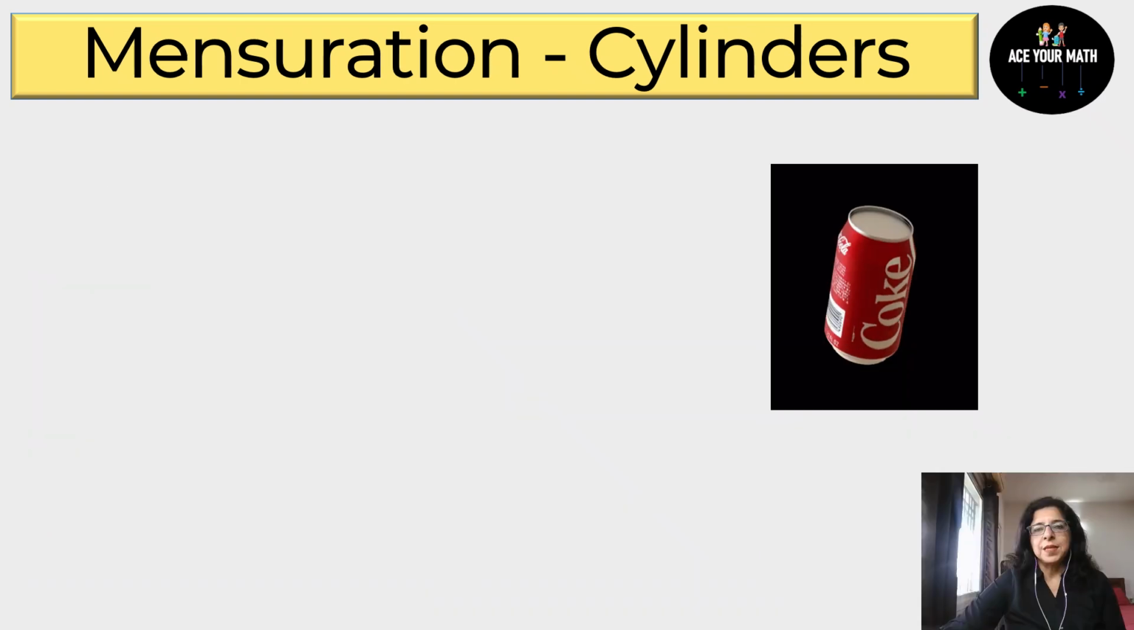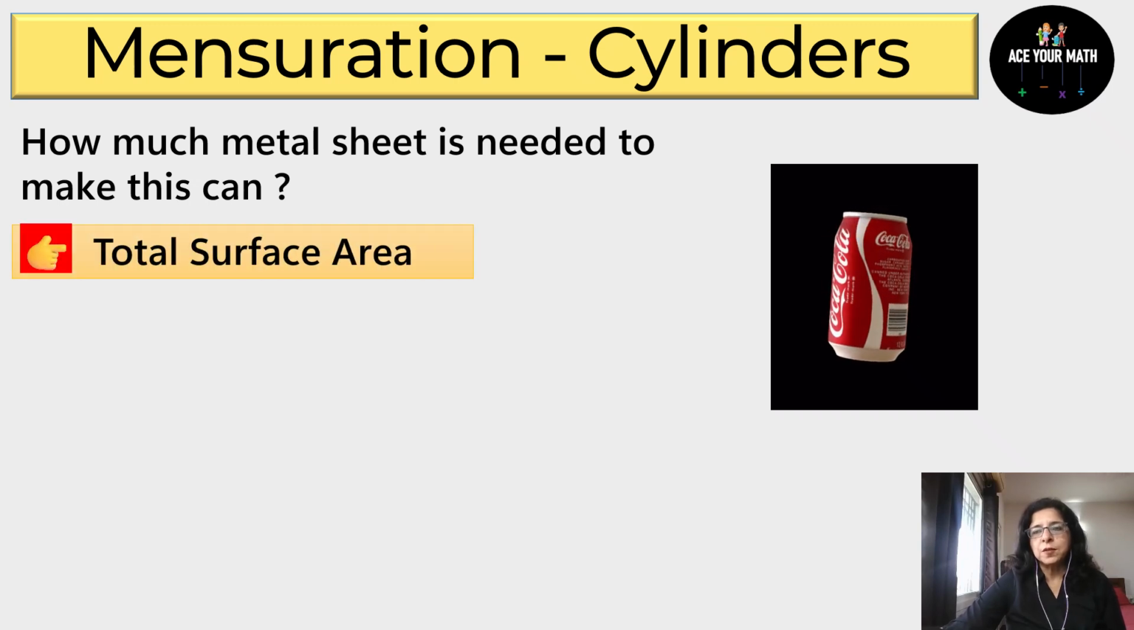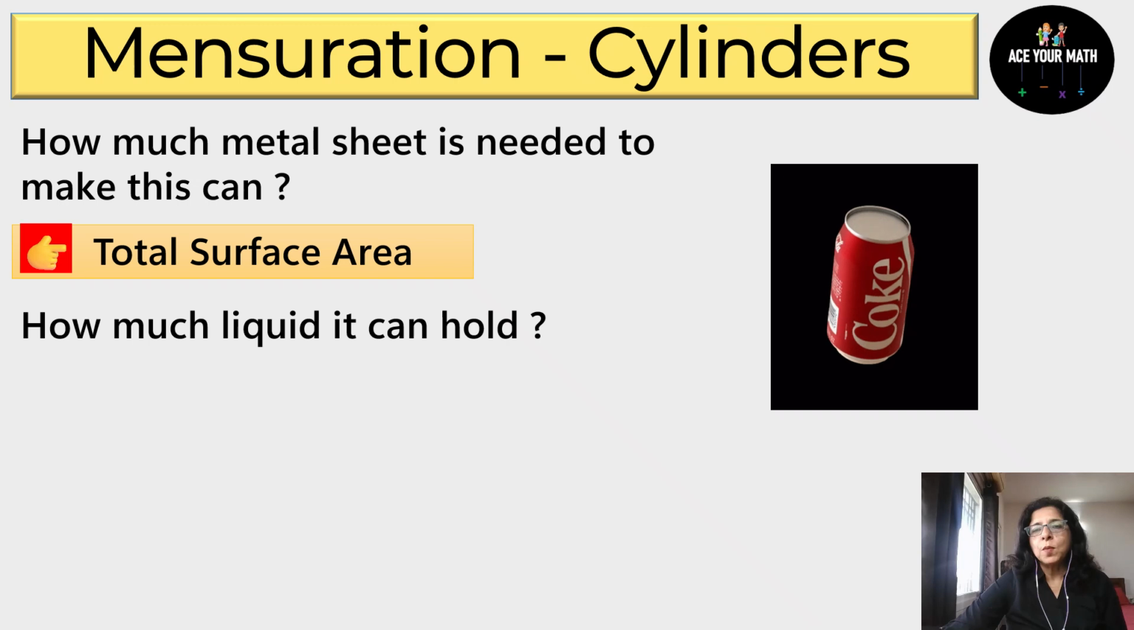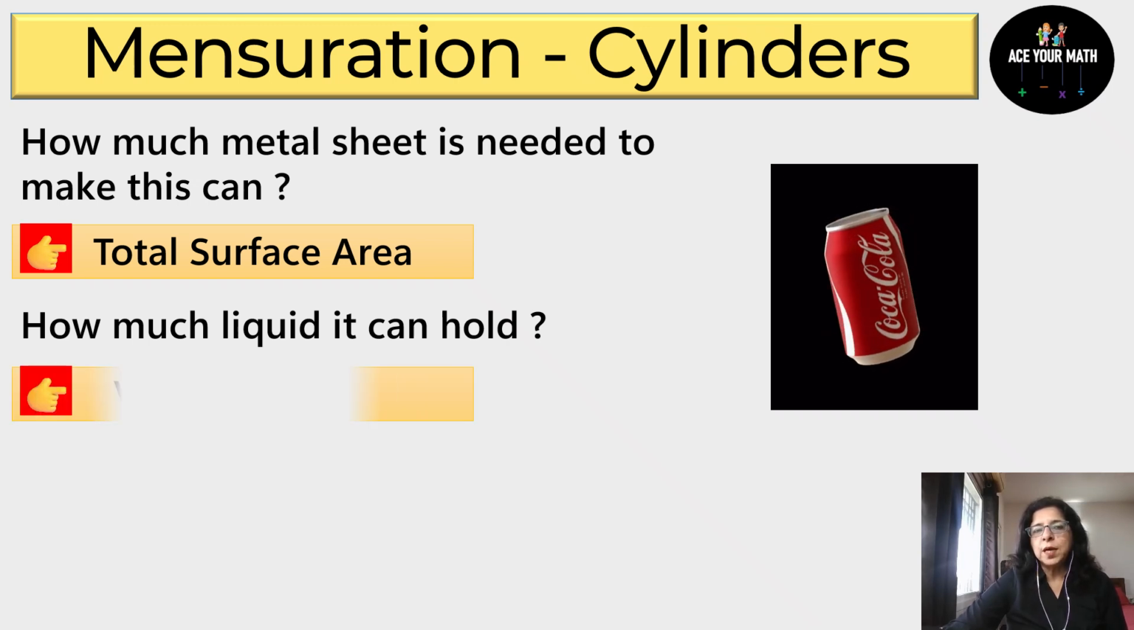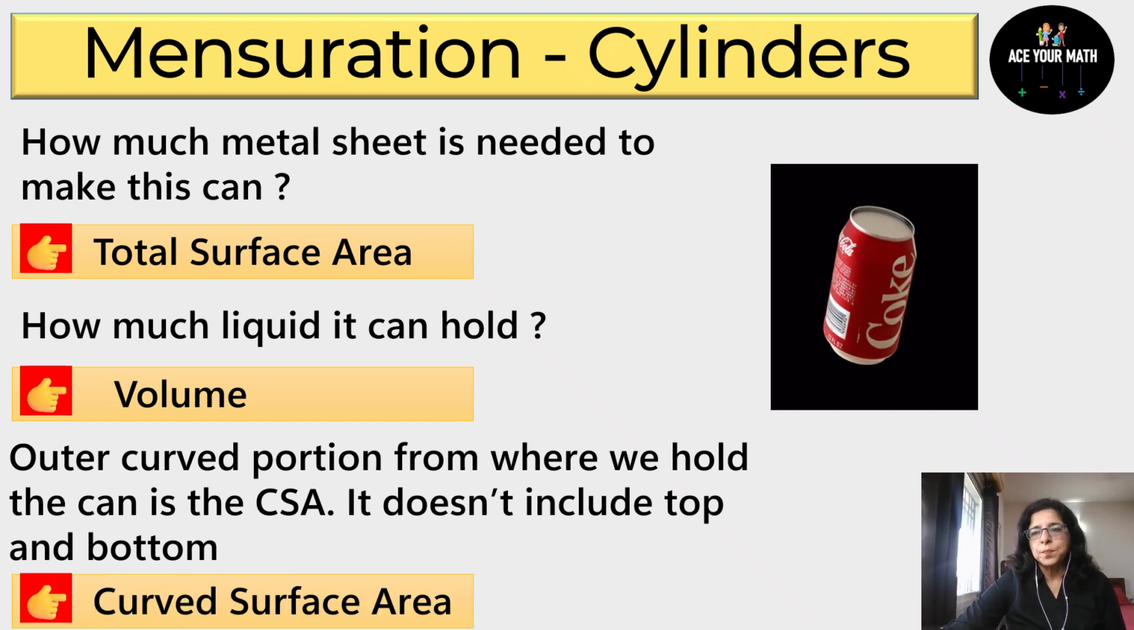Okay. So now we'll see when to calculate total surface area, volume, and curved surface area. If the question says how much metal sheet is needed to make this can, then if you look at the can, it is covered wholly by metal, at the top also, bottom also, and the curved area also. So in such a situation, you will calculate total surface area. And if the question says how much liquid it can hold, then what will you calculate? You will calculate volume. And the curved portion of this can from where you hold this bottle is known as curved surface area. Curved surface area doesn't include top and bottom. Okay, so now we will see a few questions based on these three things.